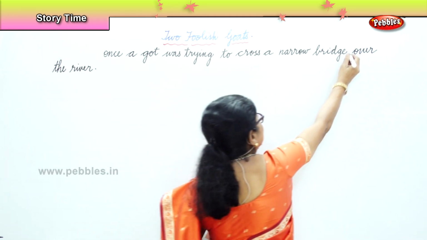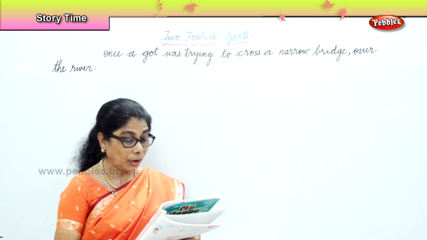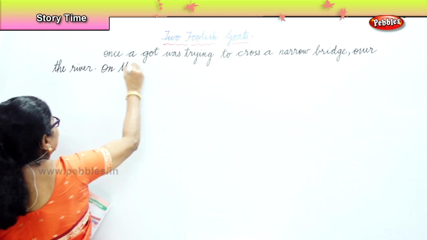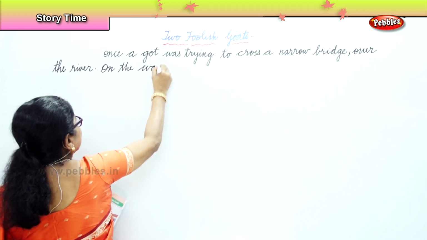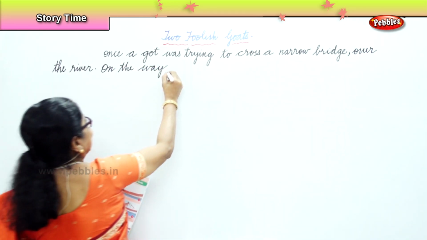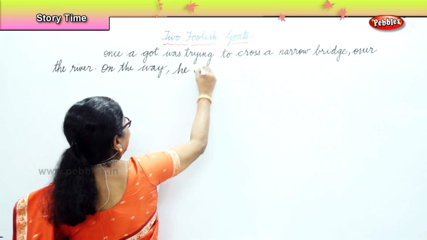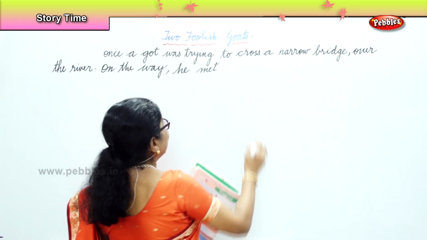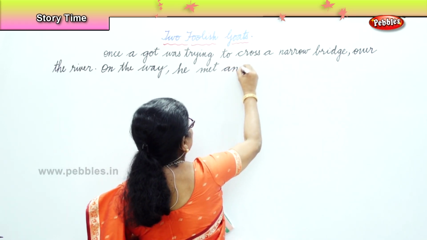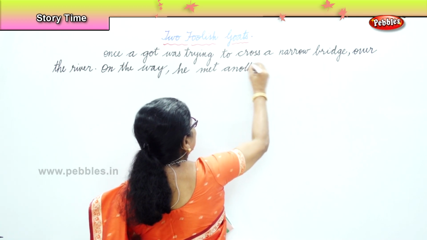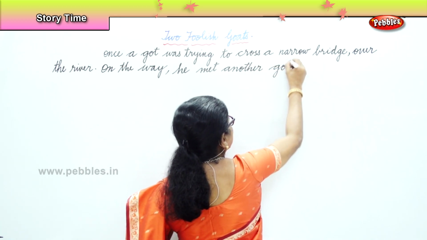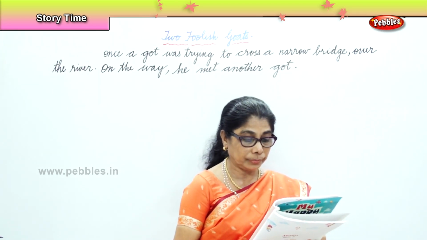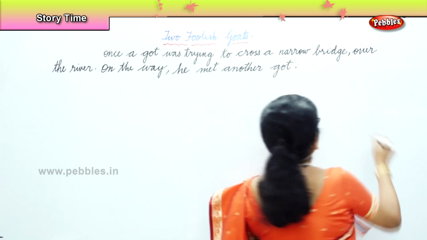A narrow bridge over the river. On the way, he met another goat. He met another goat. All right? But only one could pass.